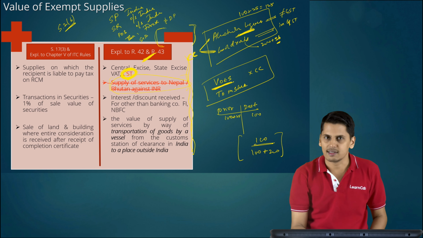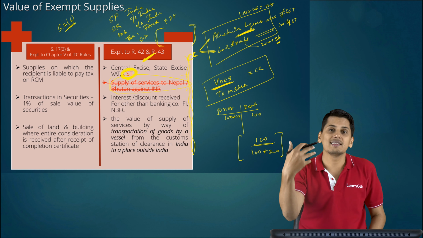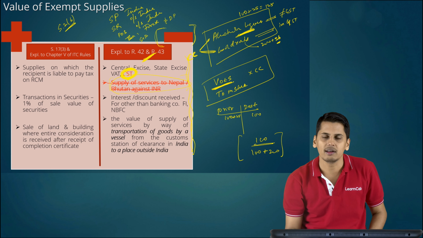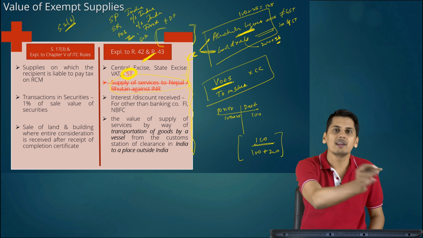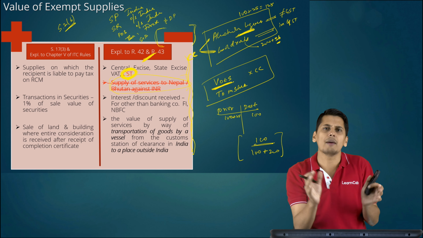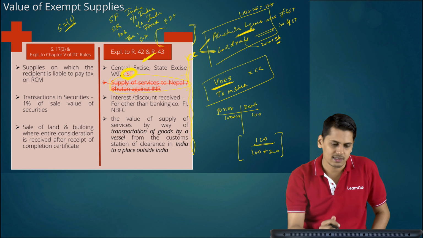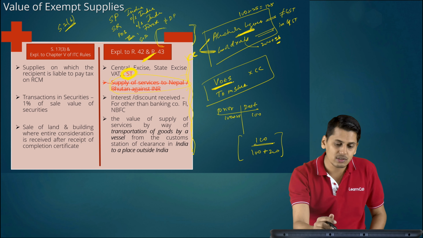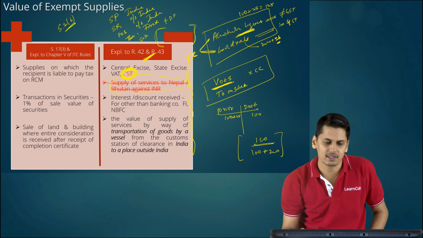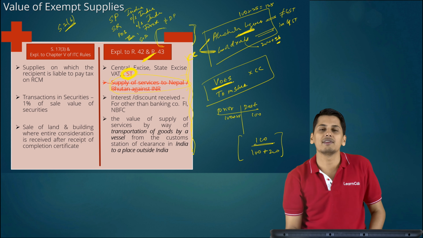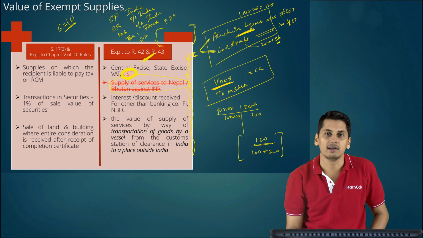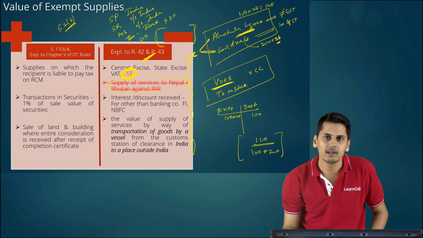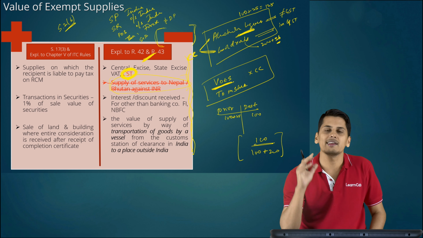Now friends, let's take a scenario where services are being supplied to Nepal and Bhutan. You supply some consultancy services to Nepal and Bhutan, against which you are receiving an amount in INR. Does it happen to be an export of service? Service provider in India, agreed. Recipient outside India, agreed. Place of supply outside India, agreed, for consultancy services. Consideration you have received in INR and not in forex. Does it amount to export of service in accordance with section 2 clause 6 of the IGST law? The answer is no. It is not an export of service.